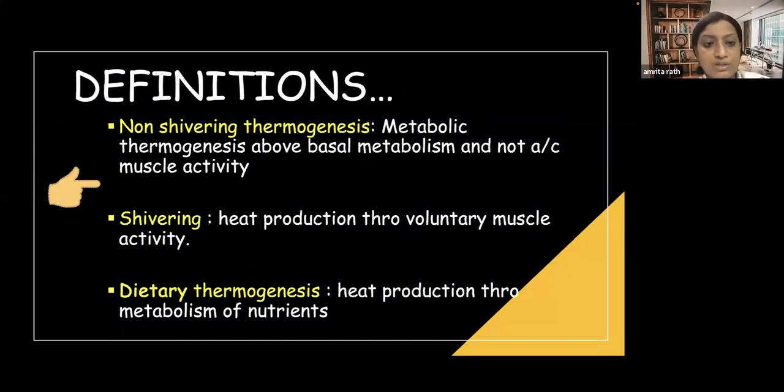Non-shivering thermogenesis is metabolic thermogenesis above the basal metabolism, and it is not associated with muscle activity. So this you have to remember. And shivering is a muscle activity. So this is the difference between non-shivering and shivering. One is above the basal metabolism with no associated muscle activity, whereas shivering is a muscle activity.